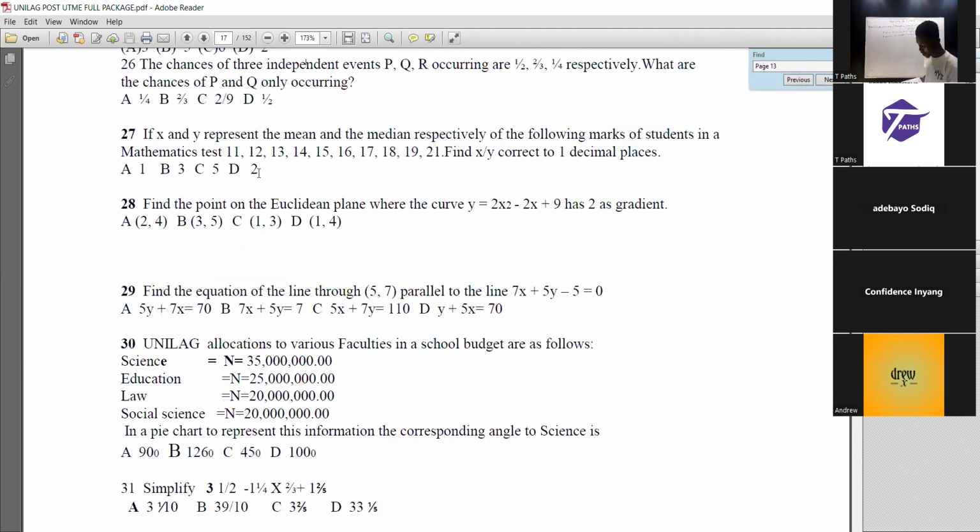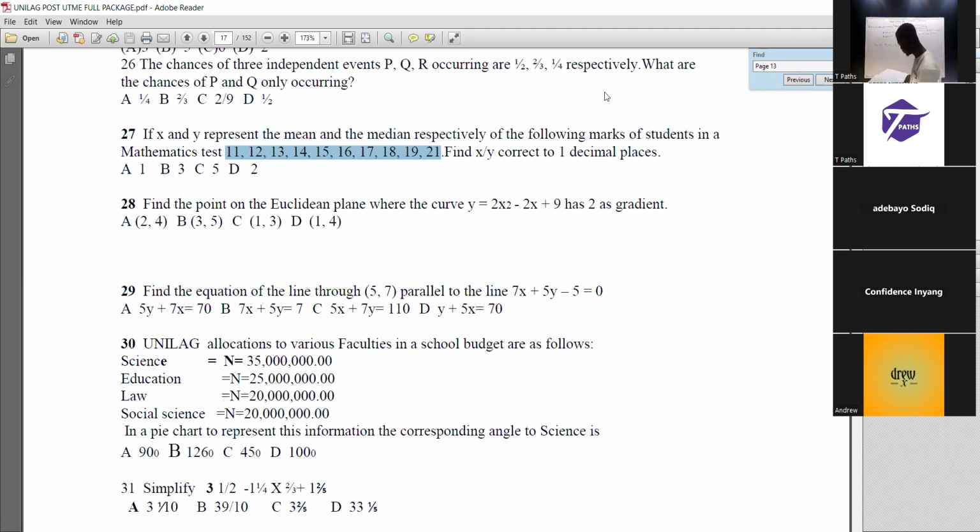Now, if X and Y represent the mean and the median, respectively, of the following marks of students in a mathematics test. Now, let me write them down: 11, 12, 13, 14, 15, 16, 17, 18, 19, 21. This is the marks of the students in the mathematics test.